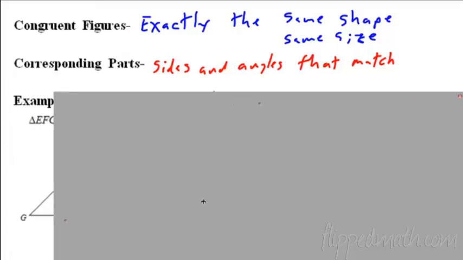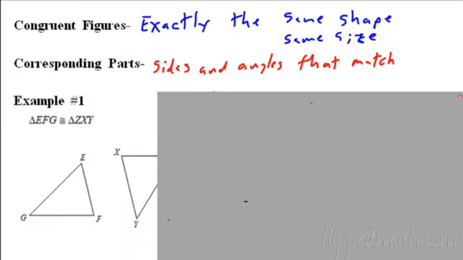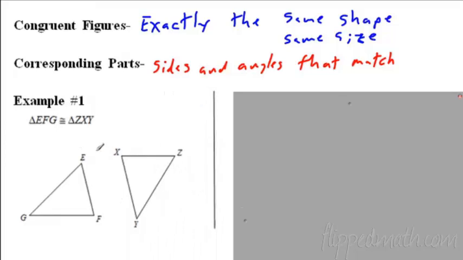Let's take a look at some of this. Can we do an example of this? Sure. This is really important, how we name things now. I'm going to say triangle EFG is congruent to ZXY. So they're congruent. They're exactly the same shape, exactly the same size. We may flip it, turn it, slide it, move it, rotate it, we may do all kinds of stuff, but we're not going to change the shape or the size.